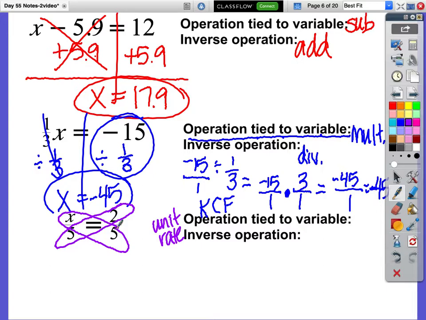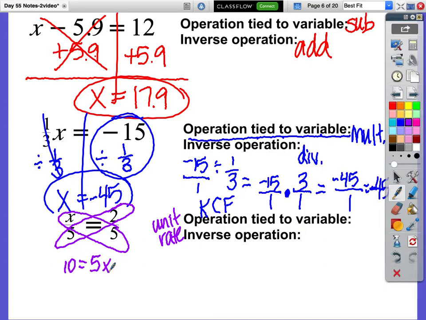All right, so I did 5 times 2 and got 10. Let me move that up just a little bit. Oops. 5 times 2 is 10. And then I put my equal sign. Don't forget your equal sign because this is an equation. And then we did x times 5, and that gives us 5x.